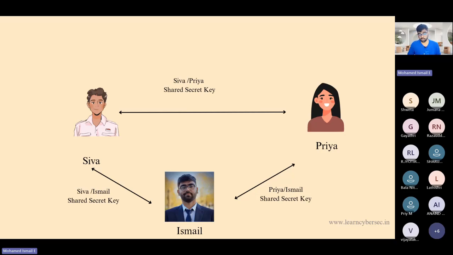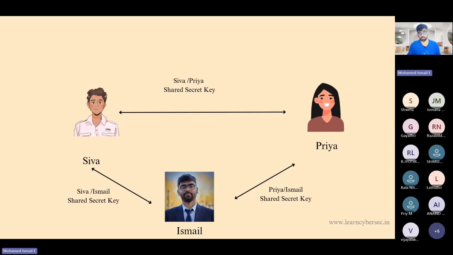the trainer, Ismail, comes into the picture. Siva and Priya, being one-on-one, use only one key. But when you add a third person, Siva wants to talk to Priya as well as Ismail. Now Siva needs two keys. The same goes for Ismail, who wants to talk to Siva and Priya: Ismail needs one key for Siva and another key for Priya. The same goes for Priya.